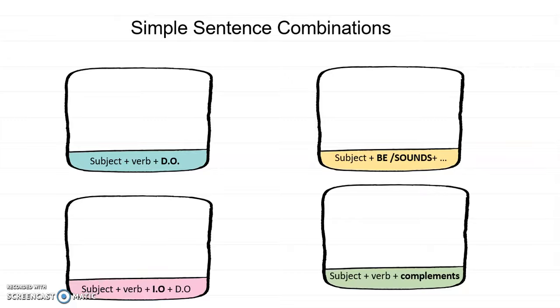Okay, so let's go to the combinations of simple sentences. By combining these different types of elements in the sentence, we can have a subject plus verb plus direct object type of sentence. The bird sings a melody. A melody is the direct object. What does the bird sing? A melody.